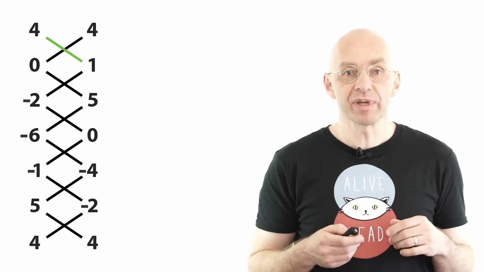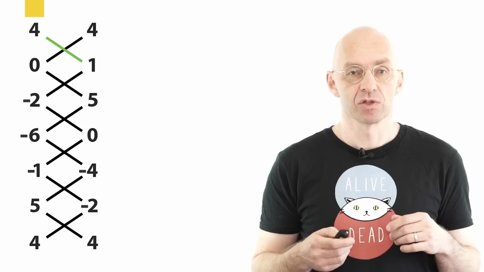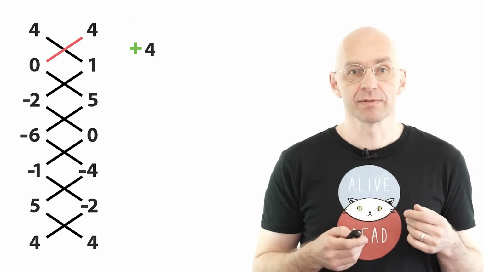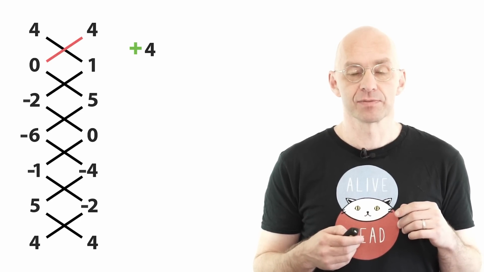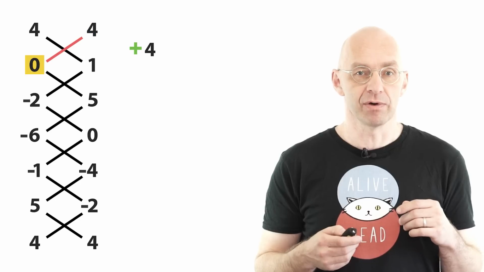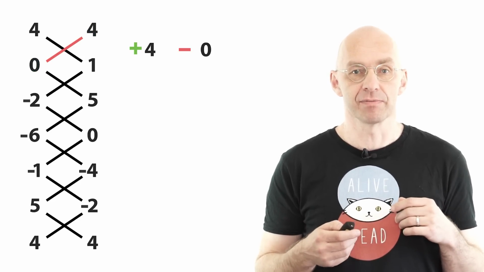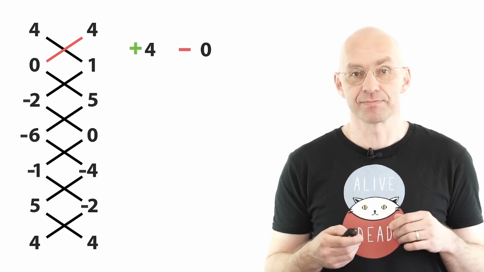Okay, this green segment stands for the product of the two numbers at its ends. So 4 times 1 equals 4. This red segment stands for minus the product of the numbers at its two ends. So 4 times 0 equals 0. Minus that is minus 0. Oh well, obviously the minus is not important here, but it will be later.